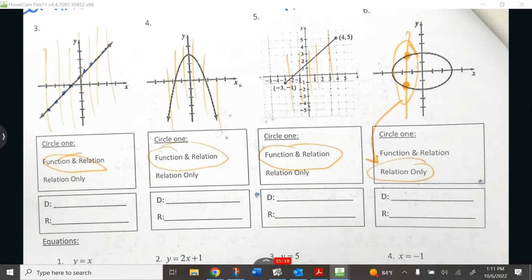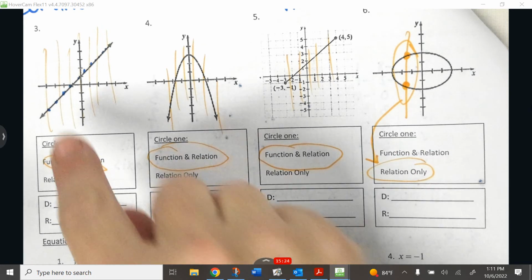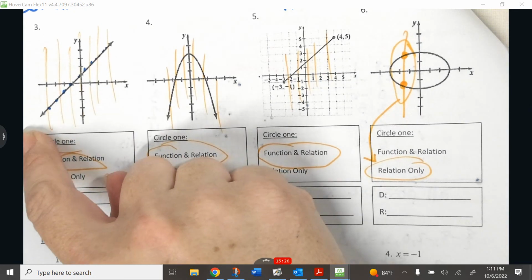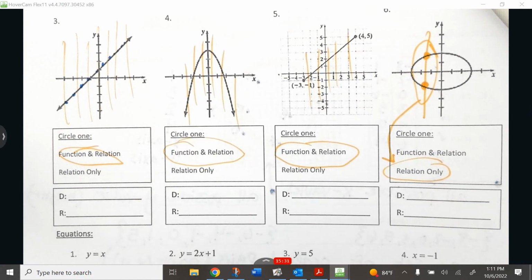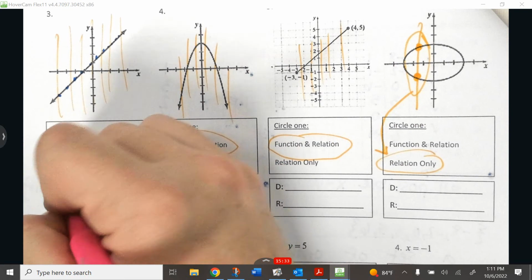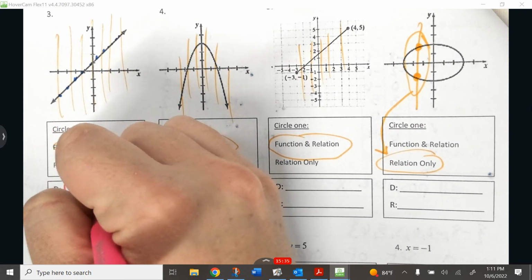And now let's look at domain and range. Okay, the best part about these is linear lines. Well, how far left is this going to go? Forever. How far right is it going to go? Forever. So what do you think your answer is for domain? Negative infinity to positive infinity.